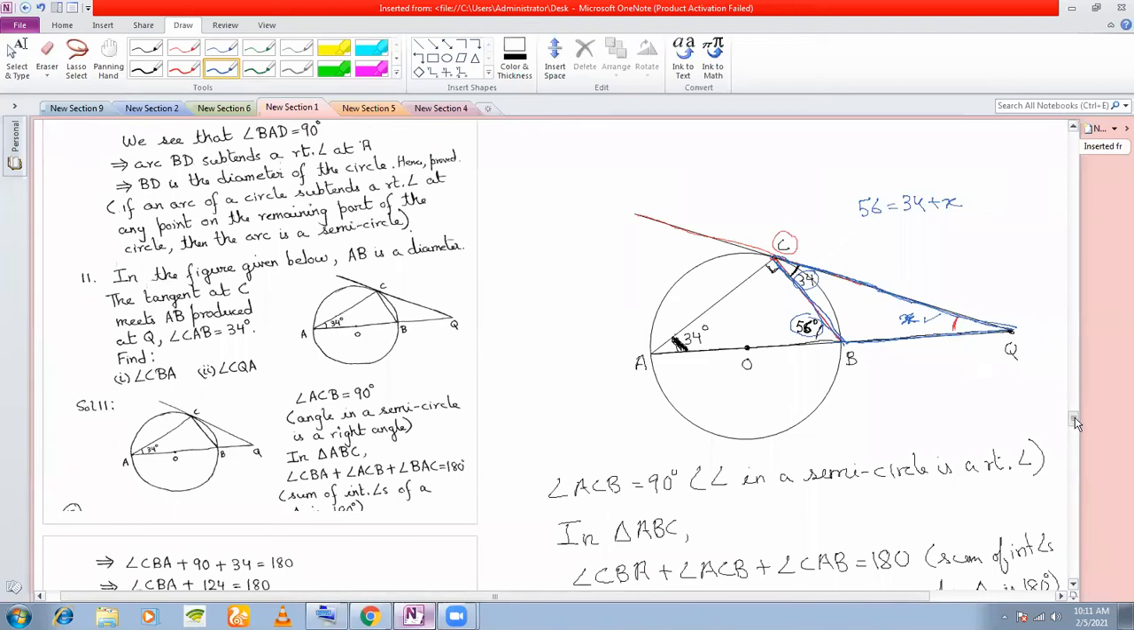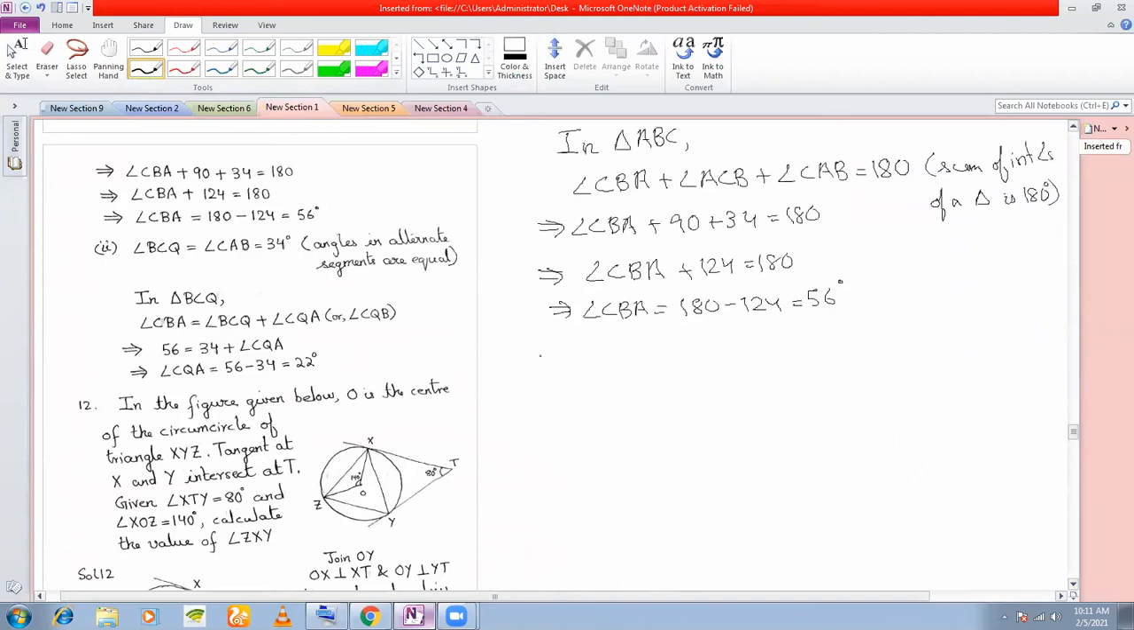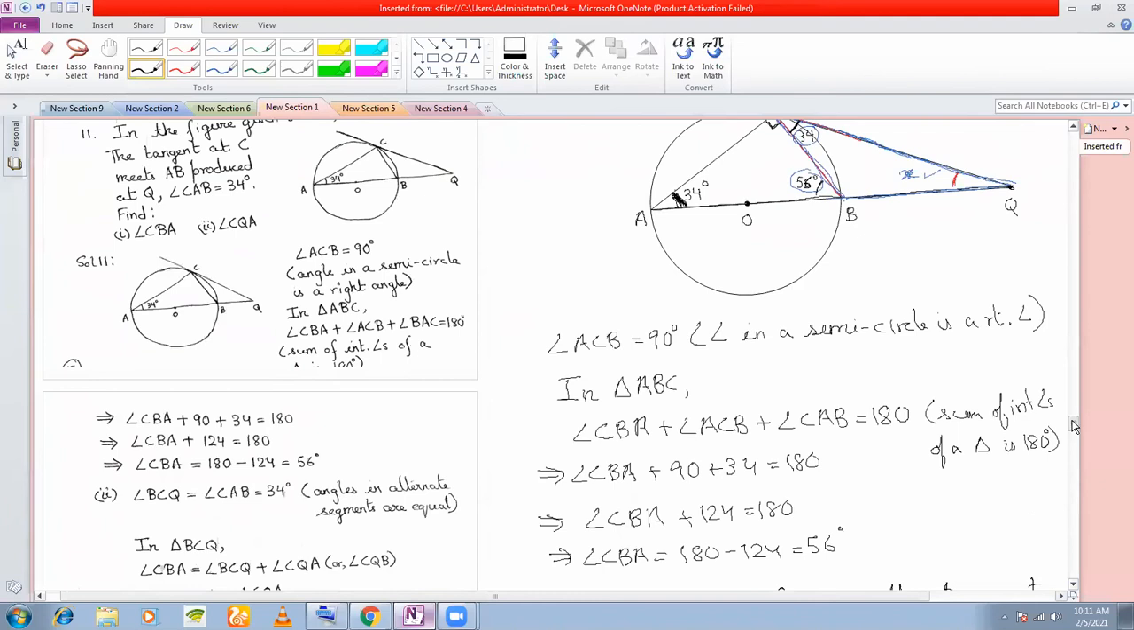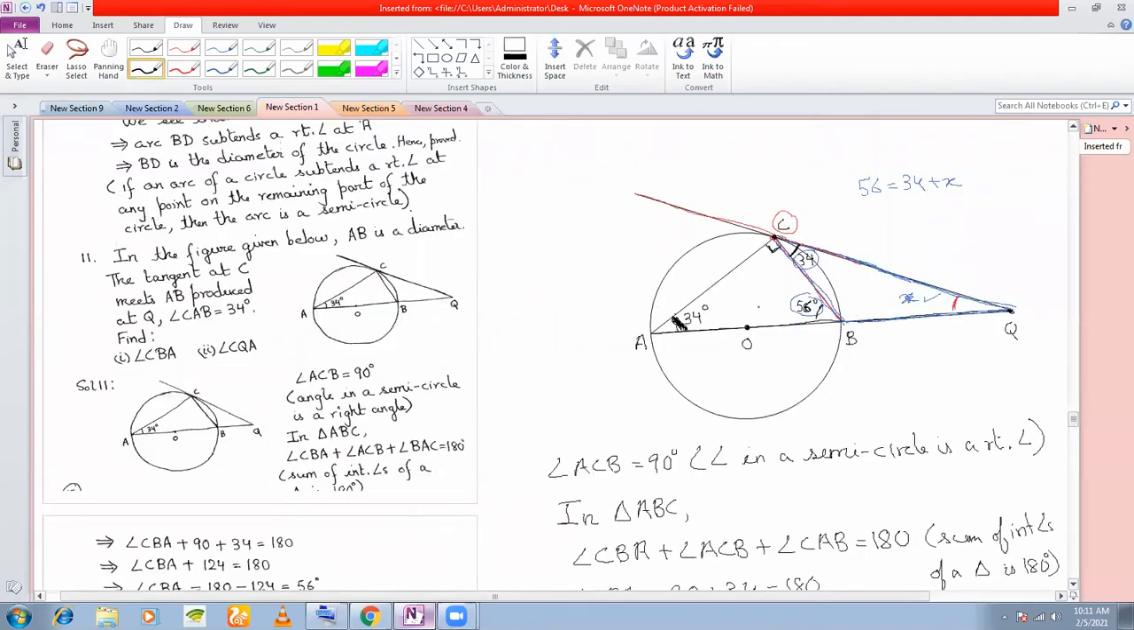So first we shall write angles in alternate segments. We'll say angle CAB is equal to angle BCQ is equal to 34. Reason: angles in alternate segments are equal. Okay, so 34, 34 equal.